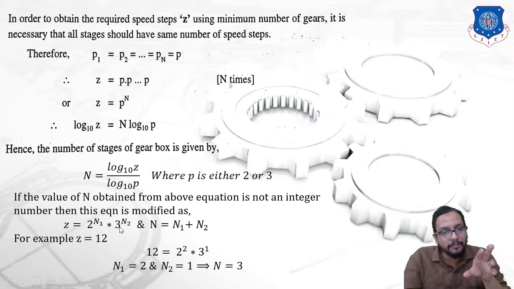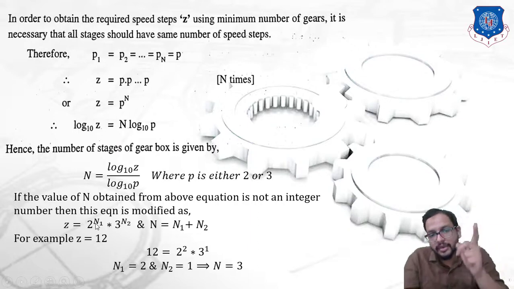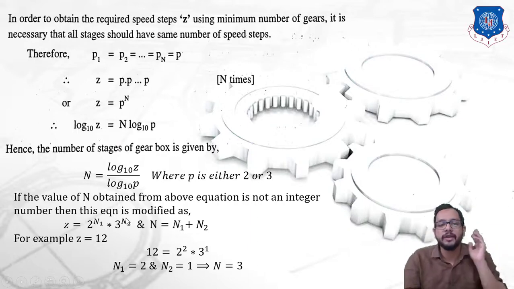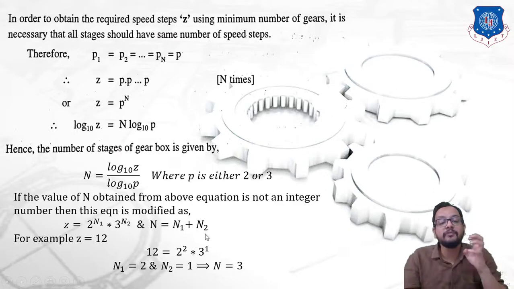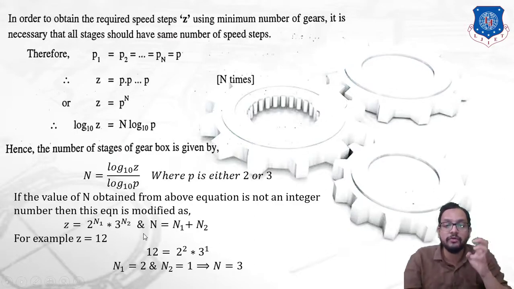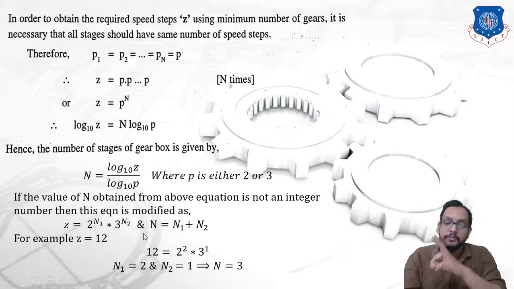Okay. So the power indicates the number of stages. Remember, power indicates number of stages. So 2 raised to n1 into 3 raised to n2. Now, if the question comes, how much would be the total number of stages? So you would say that n would be equal to n1 plus n2. So this is the total number of stages in our multi-speed gearbox.